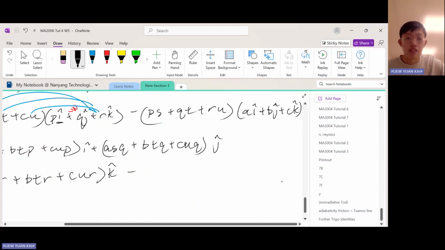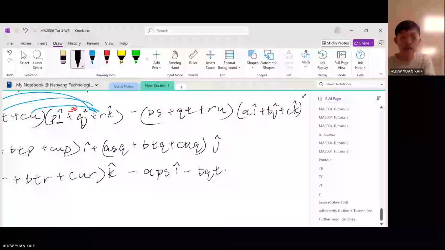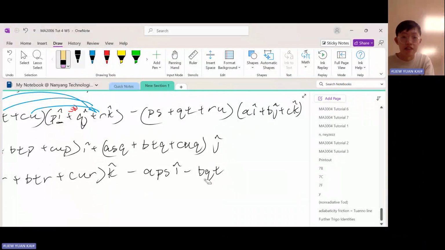Okay, now I'm gonna do this side. So we're gonna do the same thing. We're gonna expand first the I components, then the J components, then the K components. Okay, if you do that, you will have APS I minus BQT. Sorry, I need to focus on the I terms. So minus APS I minus AQT.